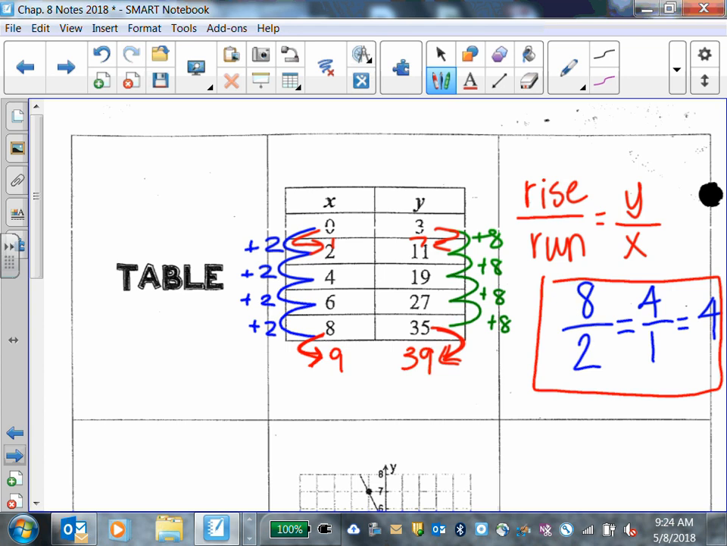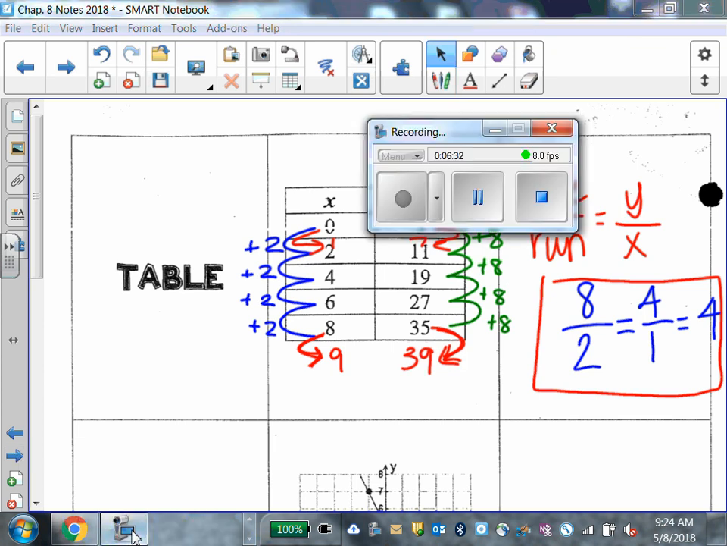So would this line go upward or downward? Up, because it's what? Positive. When you have a positive slope, your line goes upward. Questions up to this point?